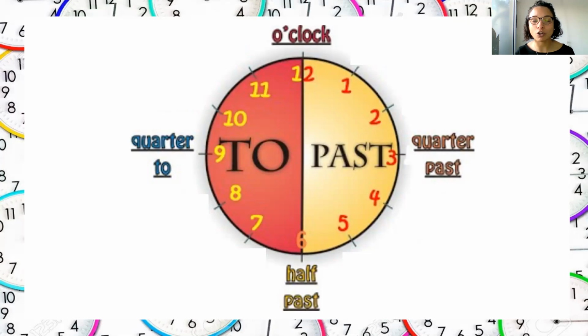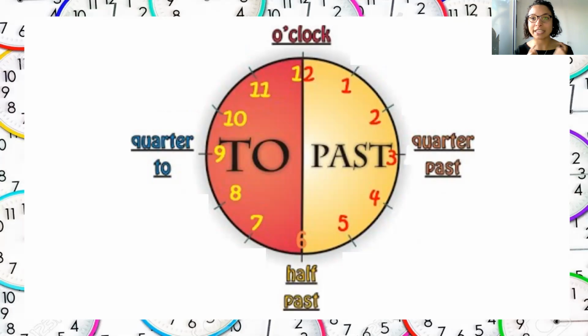Then we have got the other part of the clock. The red part means to. So whenever you have the long hand in the red part, we say to. Quarter to, okay? Then we are going to learn how to say it in different ways. But first of all, let's remember, long hand on the right, from 1 to 6, it's past. And from 6 to 12 is to.